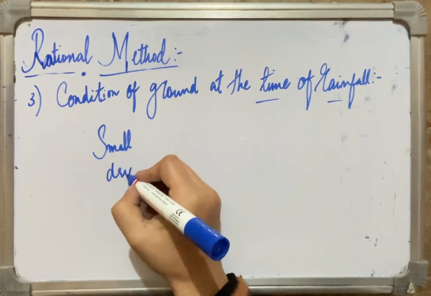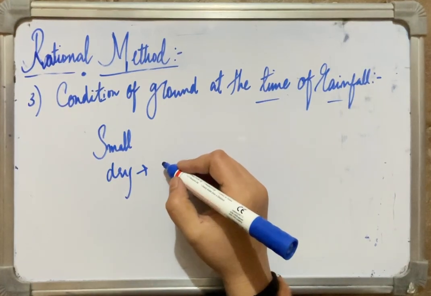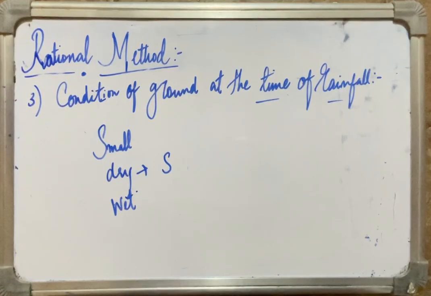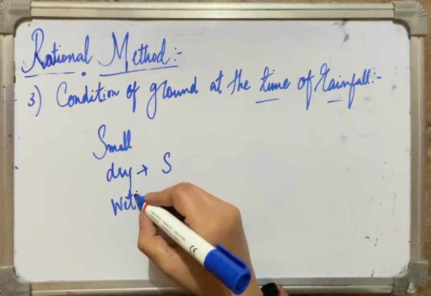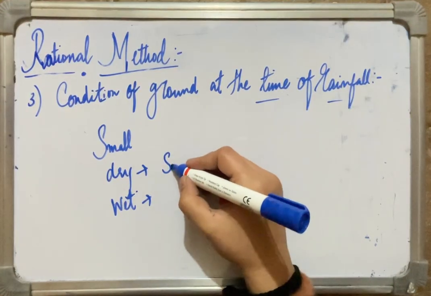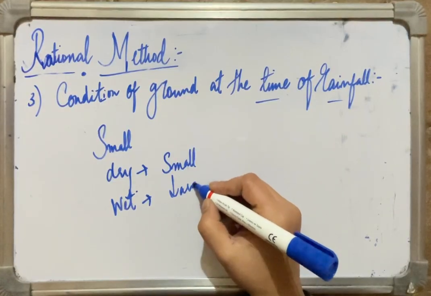So the condition of ground at the time of rainfall affects our coefficient of runoff. If the ground is dry at the time of rainfall, it will absorb more water and our coefficient of runoff will be small. If it's already wet, then the ground will not absorb much of the water and our coefficient of runoff will be large.